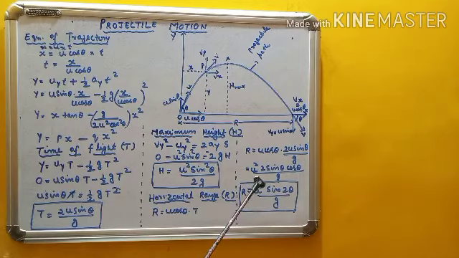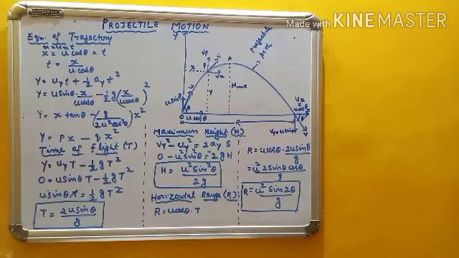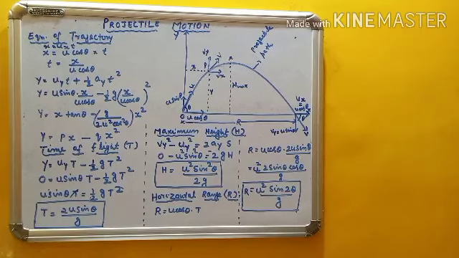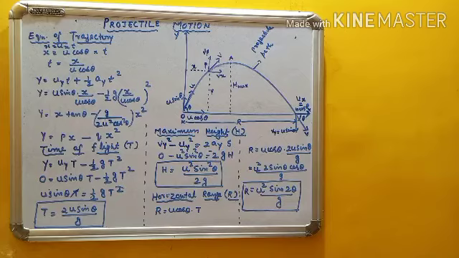So finally what are we getting? u into u, that is u square, then 2 sin theta cos theta divided by g. All of you know the trigonometric formula that 2 sin theta cos theta is sin 2 theta. Sin 2 theta is equal to 2 sin theta cos theta. So we have substituted sin 2 theta for 2 sin theta cos theta. So R is equal to u square sin 2 theta divided by g. So we got the expressions for the trajectory, time of flight, maximum height, and the horizontal range. Okay children, hope it is clear.